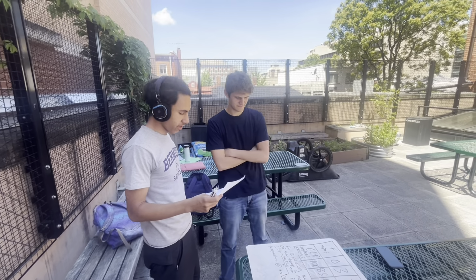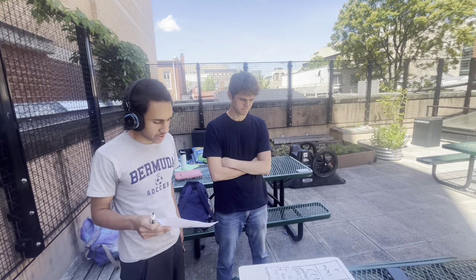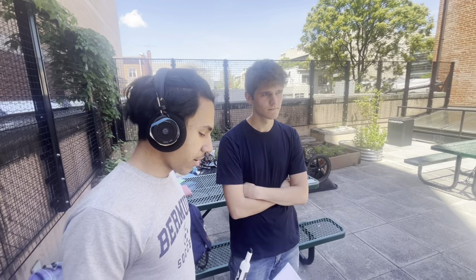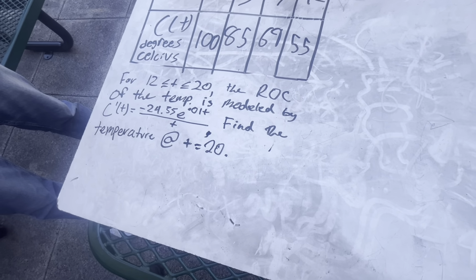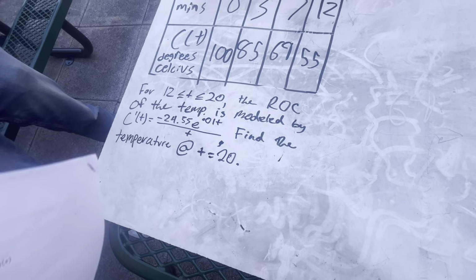Shout out Big X. All right, so for this question, we're here to approximate the temperature C at time t equals 20. We're given a model of C prime of t for times after t equals 12, and we're also given the temperature at time t equals 12, which is 55 degrees.